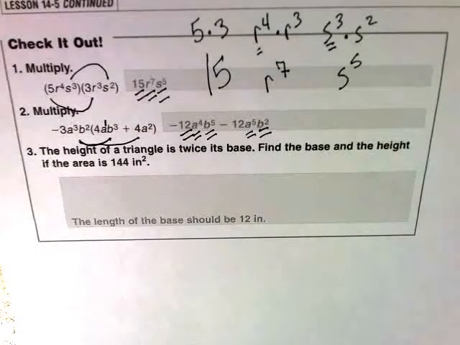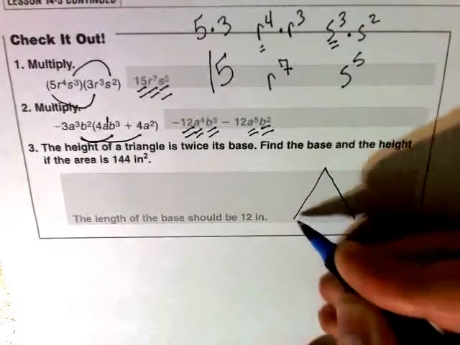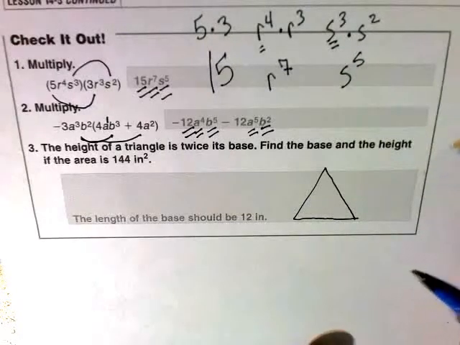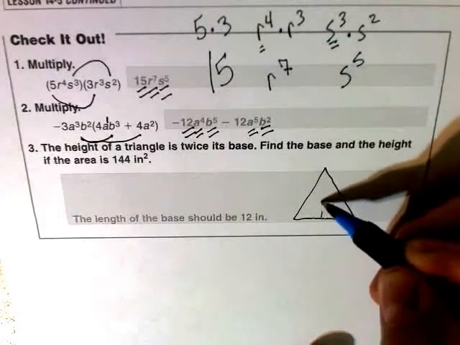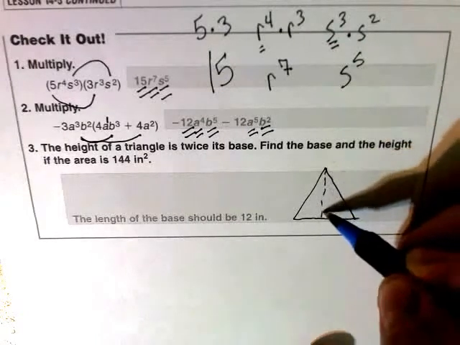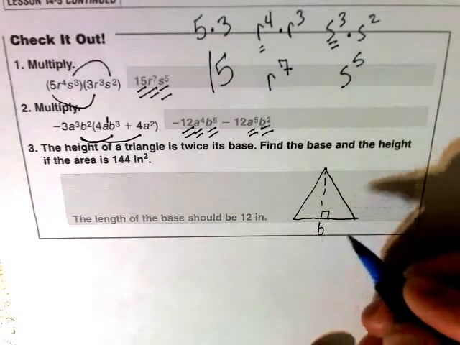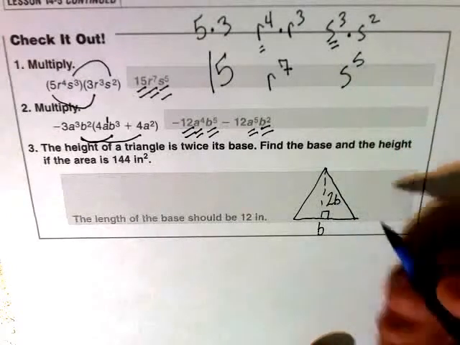As we look at the concluding example, it says the height of a triangle is twice its base. Find the base and the height if the area is 144. So here we go. We've got a triangle. I don't know what type of triangle, so I'm just going to draw a regular old triangle, and we are told here that the height is twice the base. So if the base is b, which is logical, then the height has to be equal to 2b's.